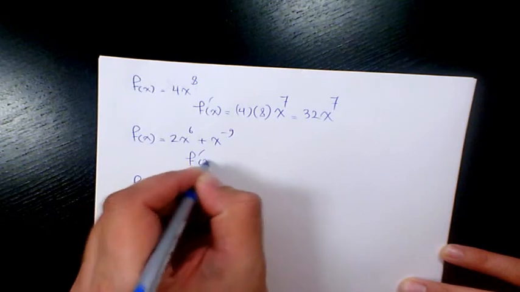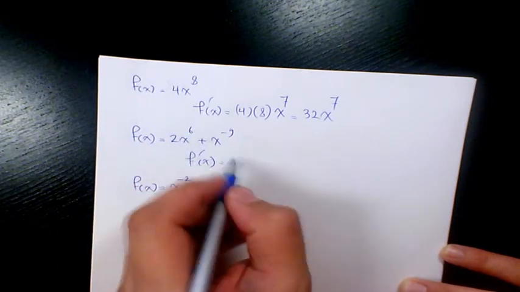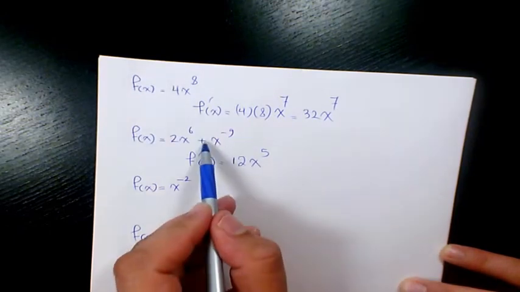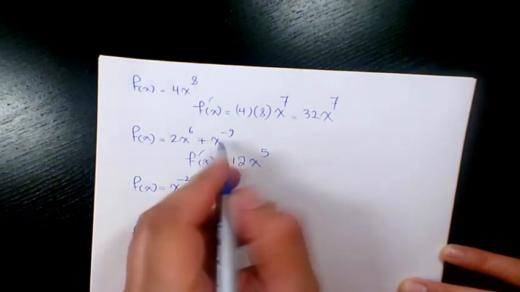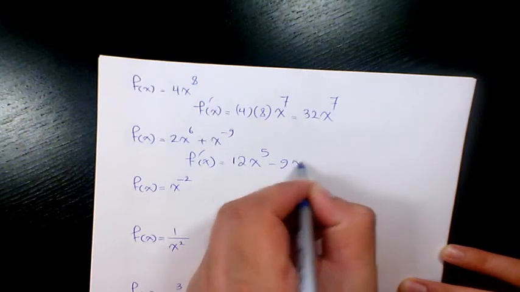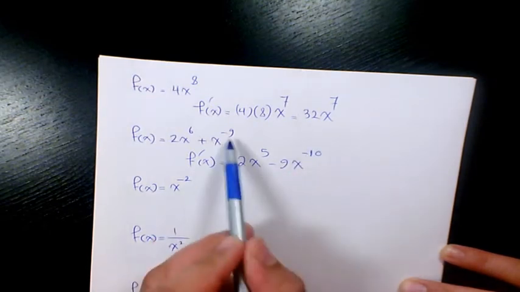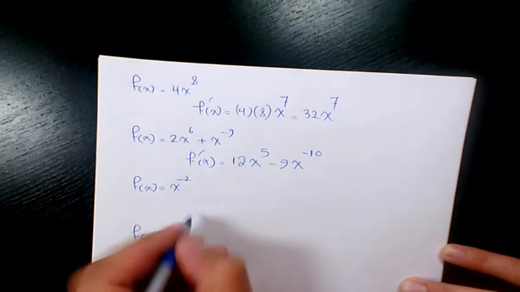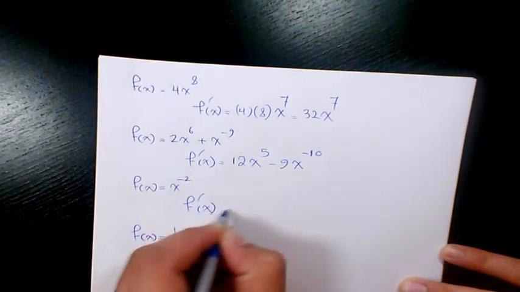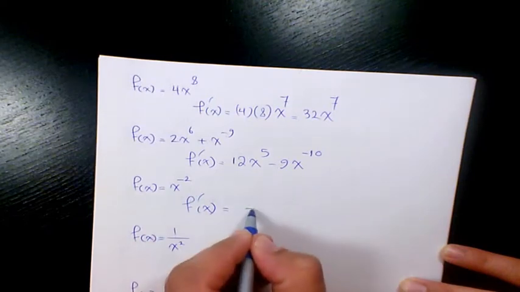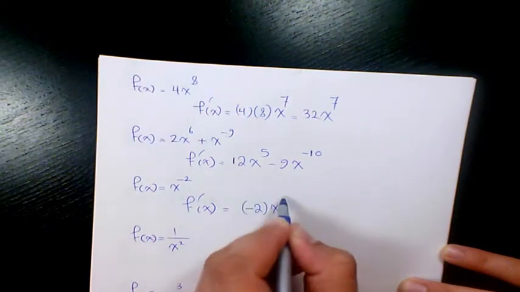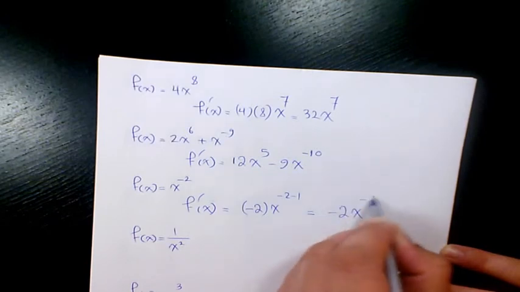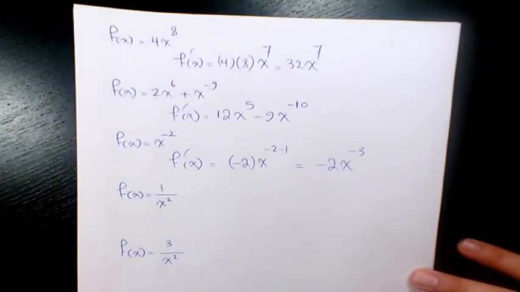Next one, f prime will be 2 times 6, 12, x to the power of 5. Plus x to the power of negative 9 will be negative 9 times x to the power of negative 10, because negative 9 minus 1 is going to be negative 10. Next one, we have x to the power of negative 2, which will be negative 2 times x to the power of negative 2 minus 1, which is going to be negative 2x to the power of negative 3.